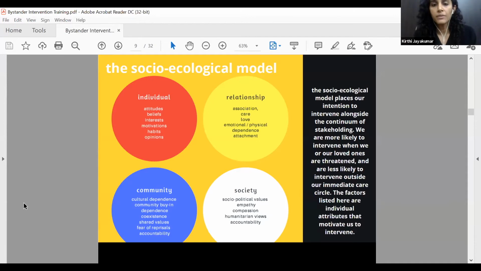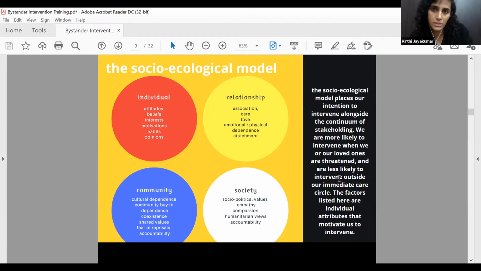So when it's intervening for the individual or intervening for a person with whom the individual has a relation, one often looks at their attitudes, their beliefs, their interests and motivations, and sees if any of the things that align with these areas are challenged by an incident happening that makes it necessary to intervene. When it's your relationship, you're motivated by your association with the other person, your care for the other person, the love you share with the other person, sometimes even a bond of emotional or physical dependence, or just an attachment. A colleague is somebody you see every day, so you're attached to the person, even if there aren't any personal feelings involved.